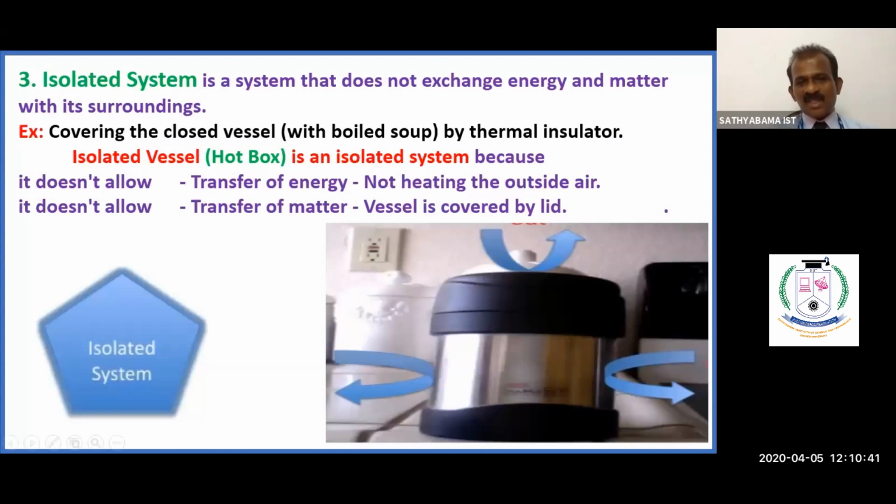Therefore, there is no chance for the transfer of matter. We can't add or remove. Similarly, that energy, heat energy, won't be transferred. Therefore, transfer of energy is also not possible. Now we can say this hot box is the best example for the isolated system.